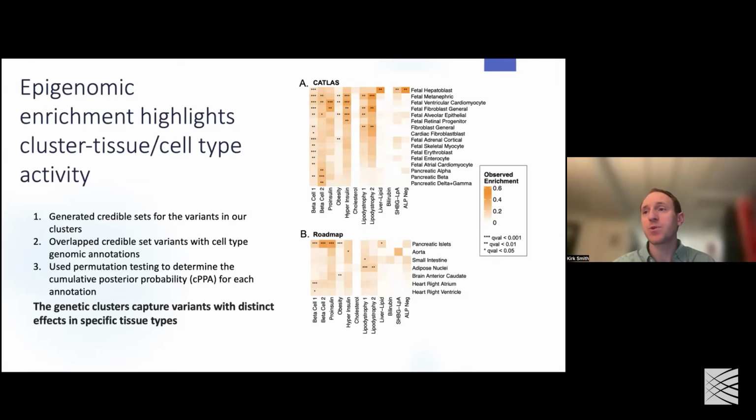And we saw some really cool results here that supported our interpretation of these clusters, such as the beta cell clusters being enriched for pancreatic islet annotations and the liver lipid cluster for hepatoblast annotations. So this is kind of confirming that these genetic clusters are capturing variants with distinct effects in specific tissue and cell types.